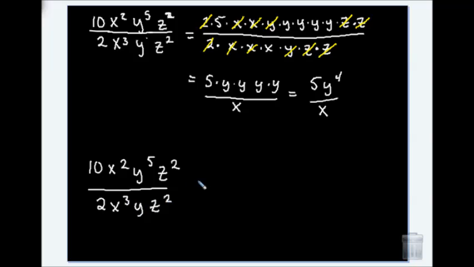So what I'm going to do instead is I'm going to look at each of these in parts. 10 divided by 2. 3 minus 2 is 1, but because the 3 is larger, my 1 is going to go in the bottom. 5 minus 1 is 4, and then 2 minus 2 is 0, so it goes away.